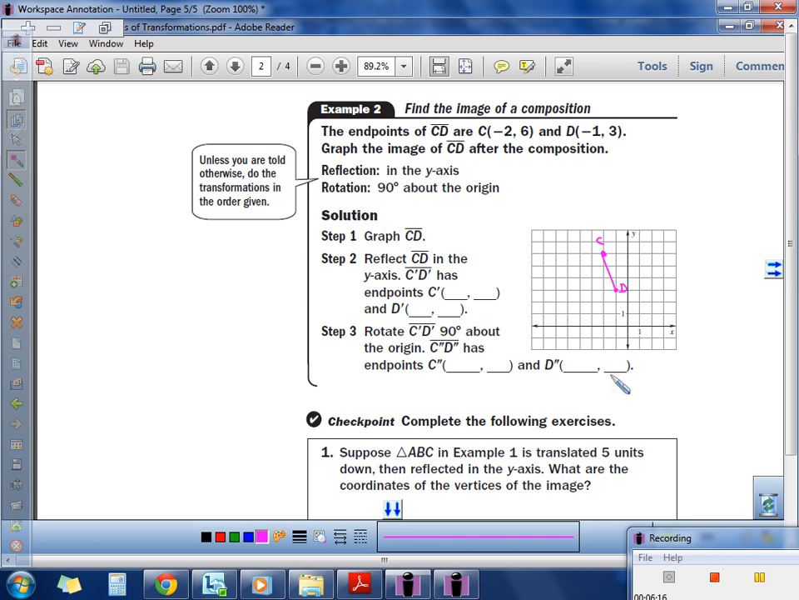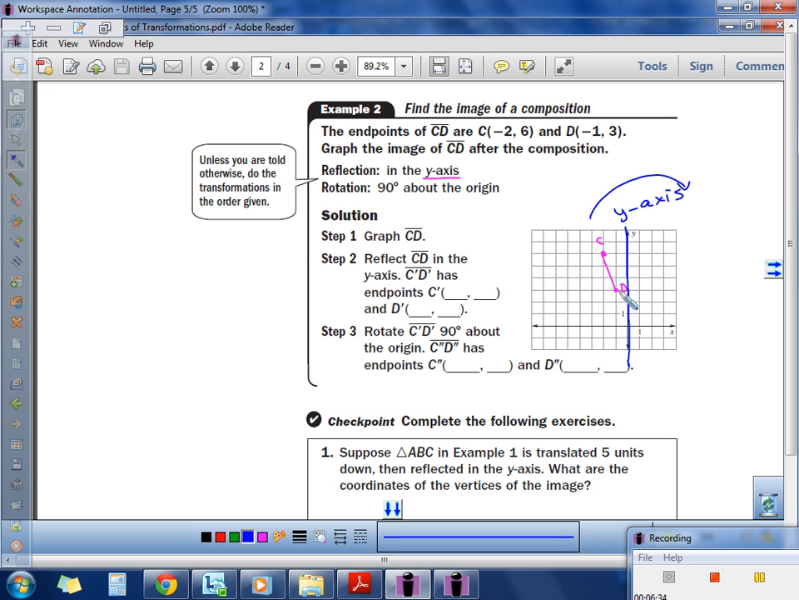So there's that line segment. Up next, we need to do this reflection. It says reflect over or in the y-axis. It means the same thing. So here's my y-axis. I like to highlight it, so I'll do that in a different color. Here's my y-axis, and I'll note it so I'll remember that's the one I'm reflecting over. I want to reflect over the y-axis. So how do I do that again?